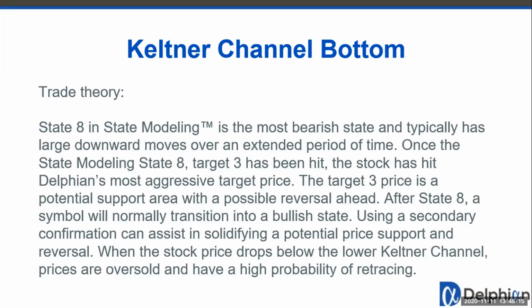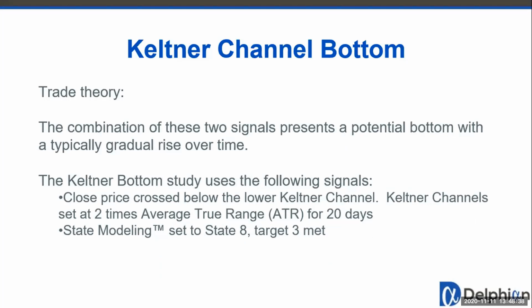So once it hits this, we're going to be looking for the same type of strategies, bull call, bull put, at the lower standard deviation, and we're betting that this is the near-term bottom, or we're going to get sideways movement near that target 3 area, like was displayed previously in the RSI example. So this is our exact signals that we use. State 8, target 3 met. Keltner channel, 2 times ATR for 20 days. So you'll understand that in a second if you don't.